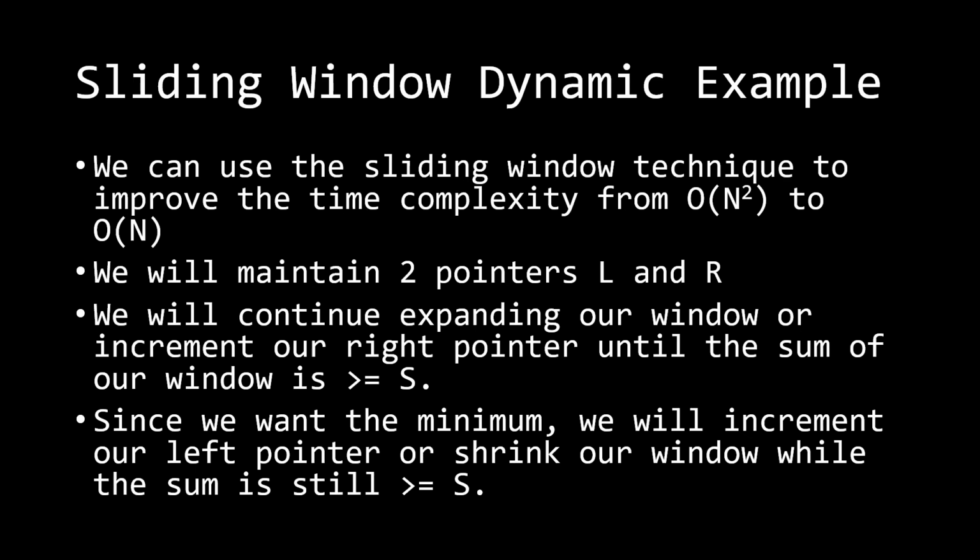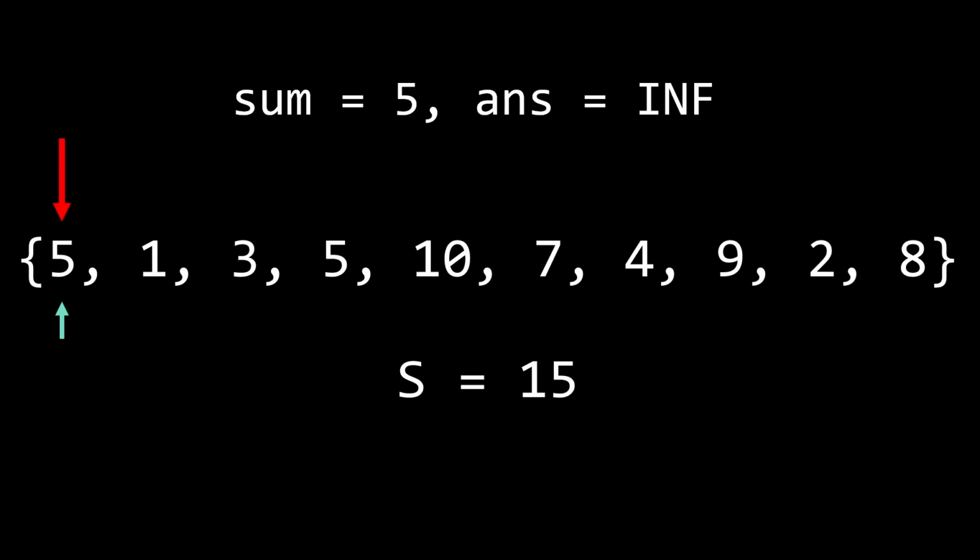So that might not make too much sense right now. Let's look at how it might look visually. Once again, I have the same exact array: 5, 1, 3, 5, 10, 7, 4, 9, 2, and then 8. And I'm going to maintain those 2 pointers. Let's say the blue pointer is our variable R, and the red pointer right there is the L pointer. So what are we going to do in this case? Well, we're going to continue expanding our right pointer until the sum is greater than or equal to 15.